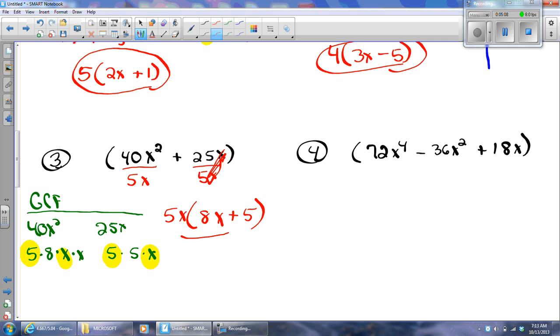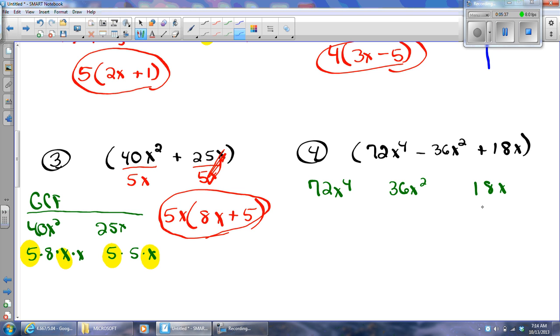And there we go. Pretty simple stuff. All right. Now let's check out this number 4. It looks kind of big and strange. I've got 3 terms to find the GCF for: 72x to the 4th, 36x squared, and 18x. Well, I think my GCF is actually 18.